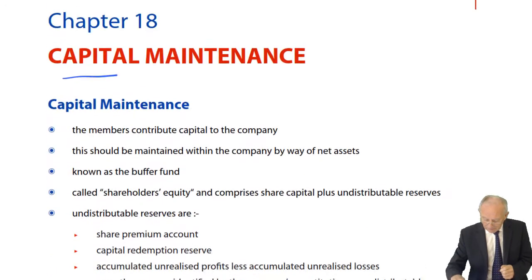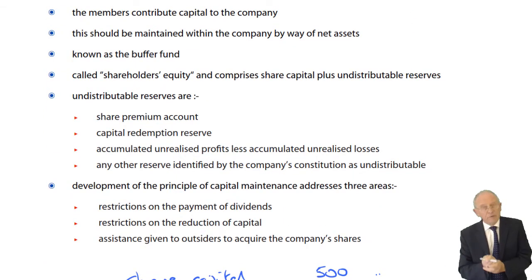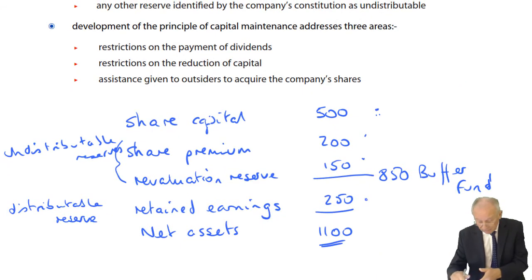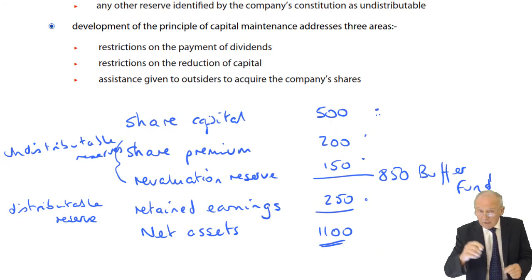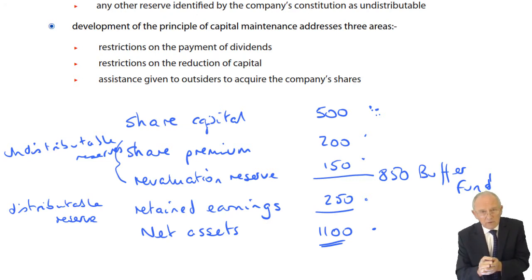So let's go back now to the writing. Members contribute capital to the company, and in our case, they've contributed 500. This should be maintained within the company by way of net assets. Well, it is. It's part of the 1100 net assets, and so it's being kept within the company. Imagine if it were paid out. If you were to take 500 of this money and pay it out to the shareholders and pay off the share capital, then there's nothing potentially left.